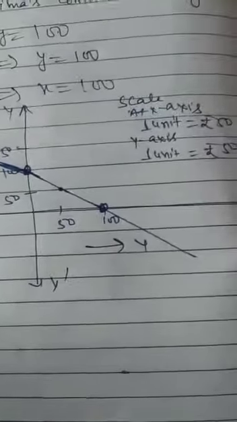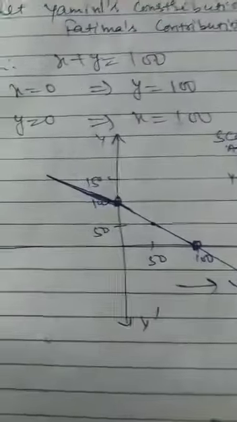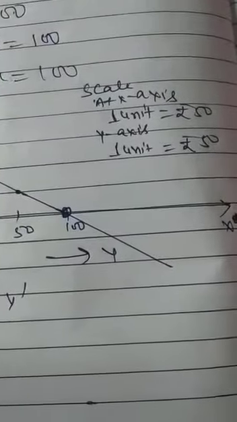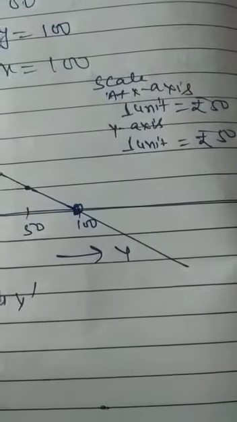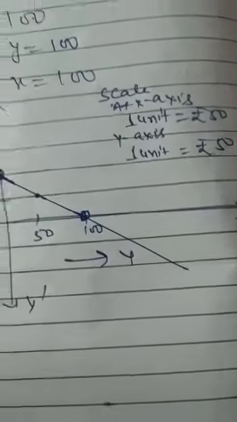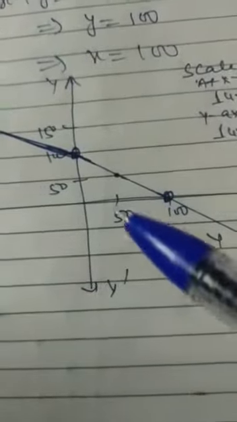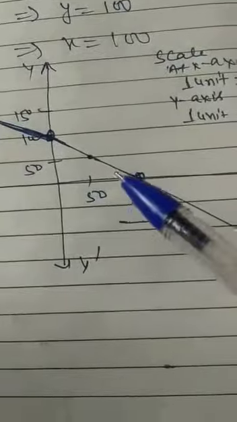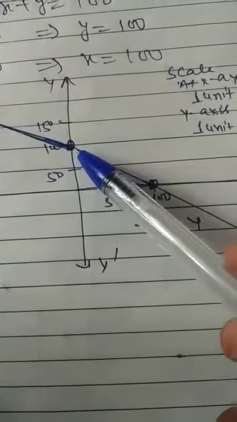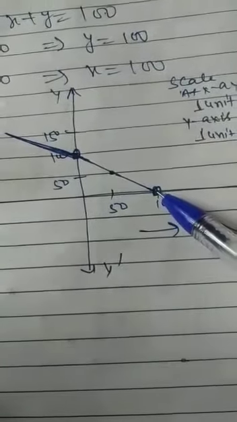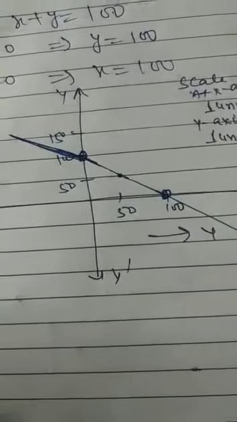So we have simple values here. I have taken on the X axis, you can see the scale, 1 unit is equal to ₹50, and on the Y axis 1 unit is equal to ₹50. So 50, 100, 150 and so on, 50, 100, 150 and so on. X is equal to 0, Y is equal to 100. This will be the point. Then Y is equal to 0, X is equal to 100. This will be the point. We will join this by a straight line.